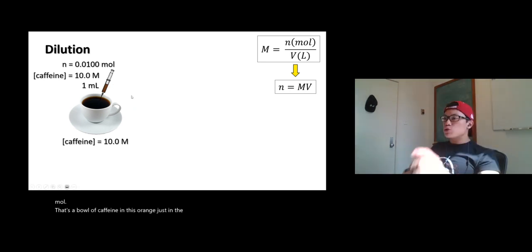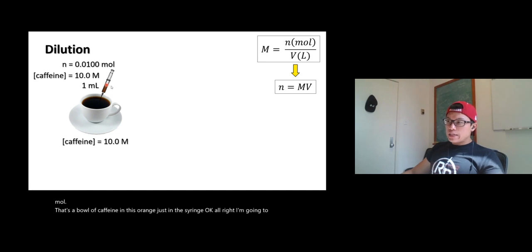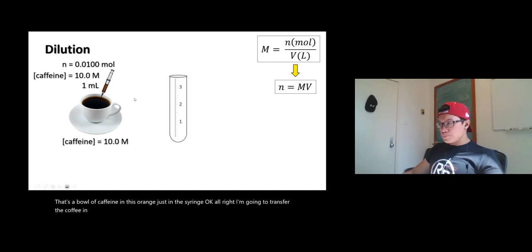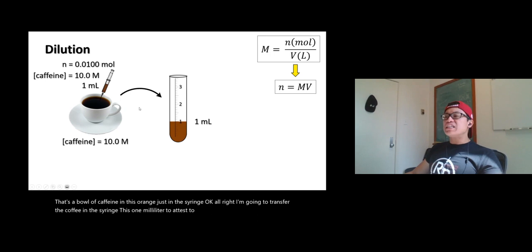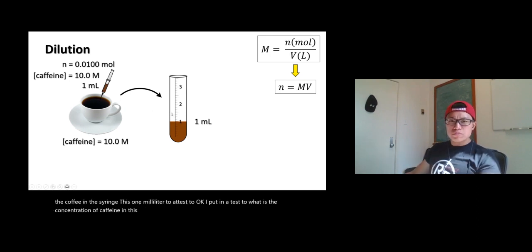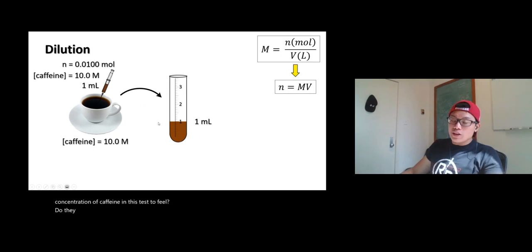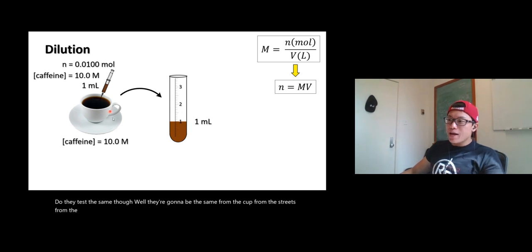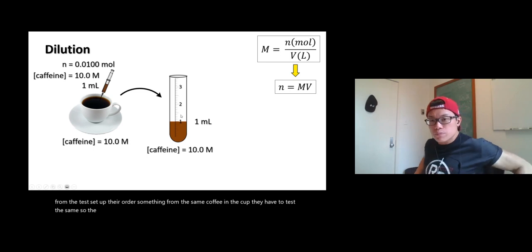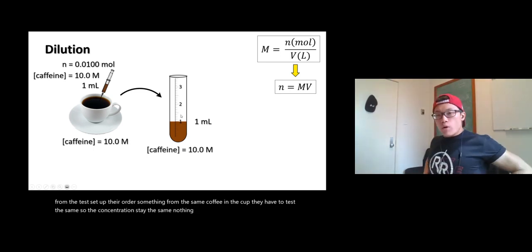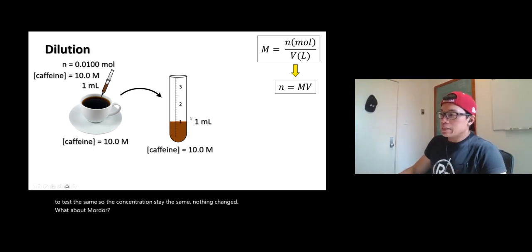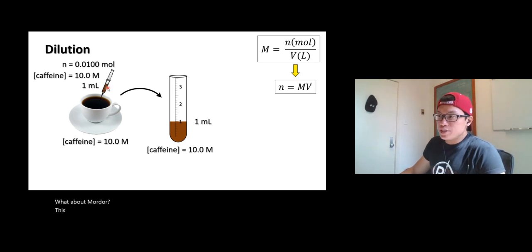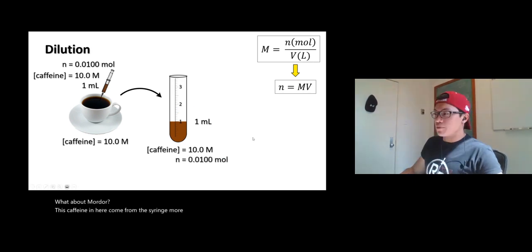Okay. All right. I'm going to transfer the coffee in the syringe, this 1 milliliter, to a test tube. Okay. I put it in a test tube. What is the concentration of caffeine in this test tube though? Do they taste the same though? Well, it's going to be the same from the cup, from the syringe, from the test tube. They are all the same thing from the same coffee in the cup. They have to taste the same. So the concentration stays the same. Nothing changed. What about mole though? Well, this caffeine in here comes from the syringe. Mole has to be the same. All right, nothing changed yet.